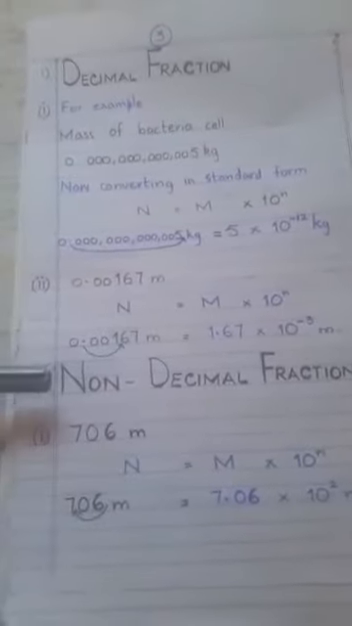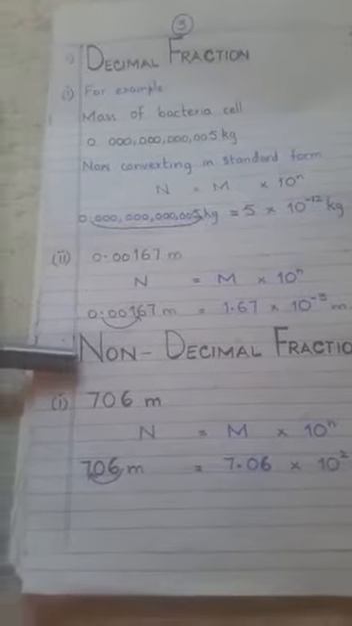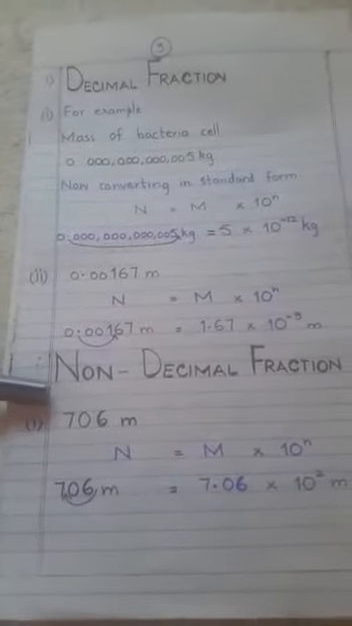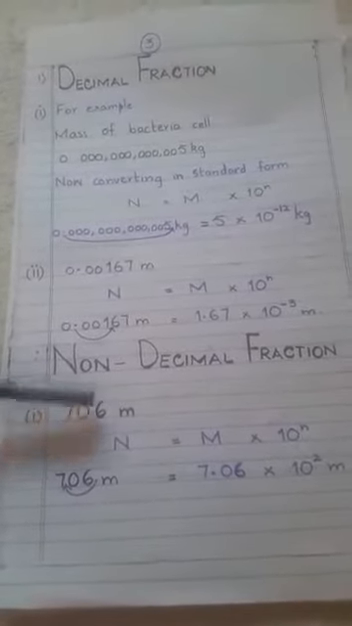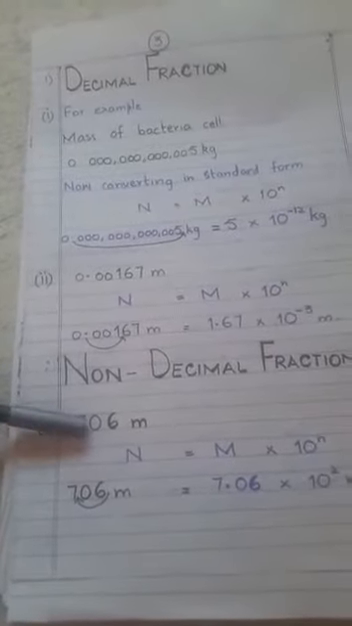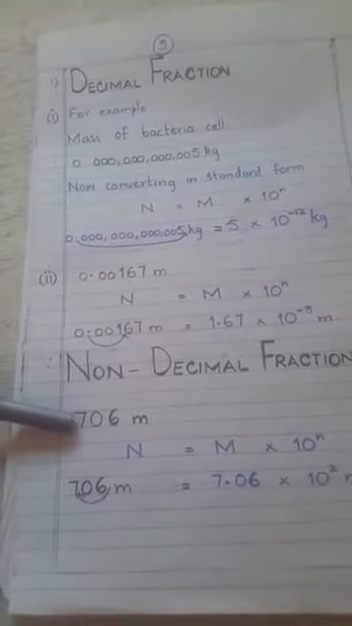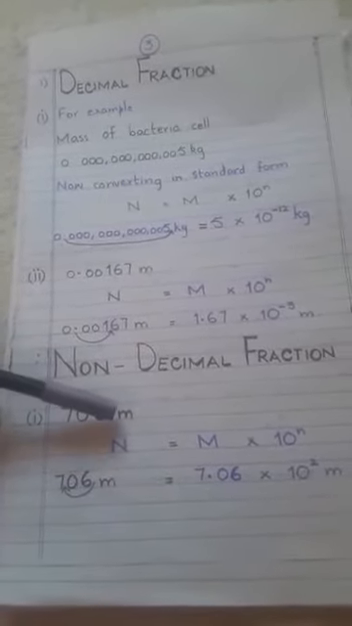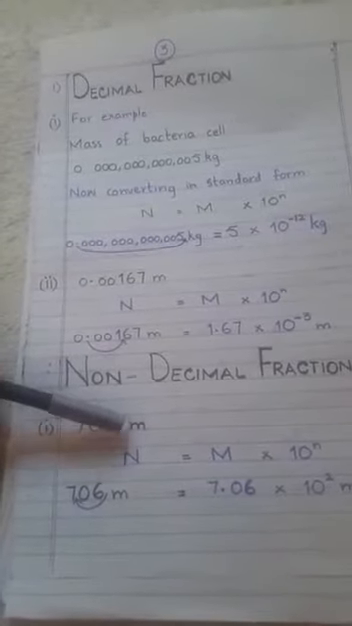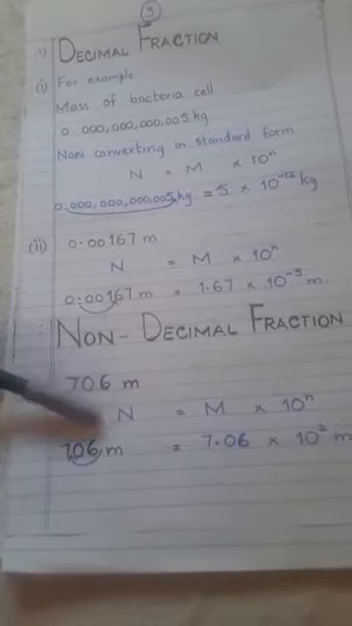Now the second condition is, suppose a number is a non-decimal fraction. In a non-decimal fraction, again if we take an example of the length of an object, and suppose the length of an object is equal to 706 meter. As you can see girls, there is no decimal present in this simple notation. So if there is no decimal present in a non-decimal fraction, it means the decimal is located at the end.